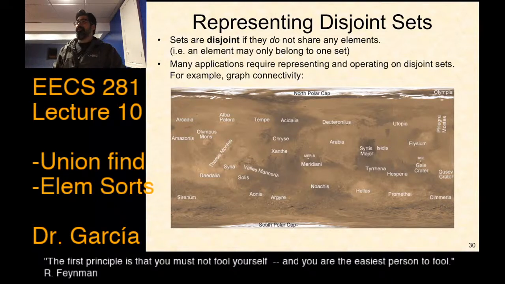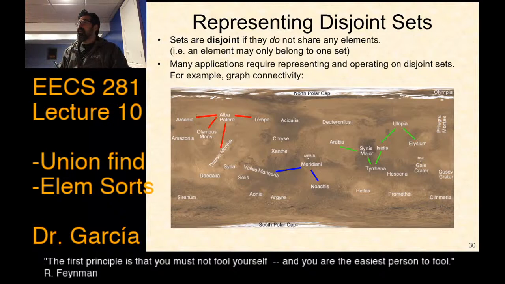A particular application would be if you have the Mars rover and there's a bunch of peaks on Mars and you're trying to traverse them. So maybe the nodes are the peaks and the edges are whether the rover was able to find a path from one peak to the other. Let's say the rover was able to find a cluster of peaks that it can get to, like Alba Patera and Tempe, and whatever.